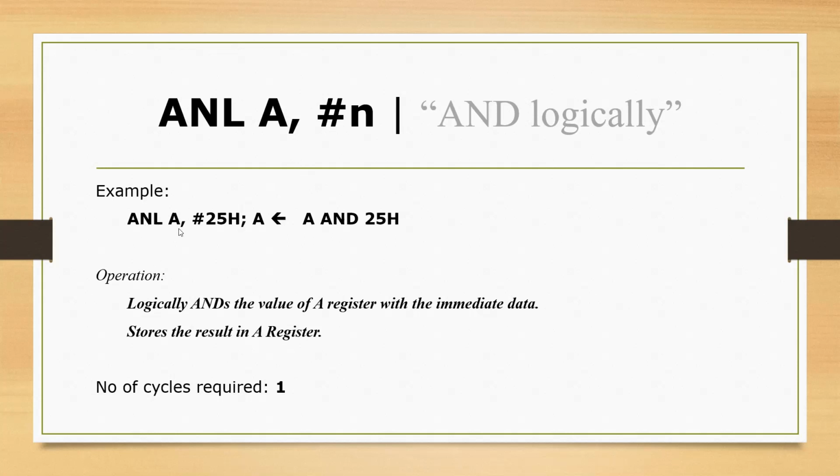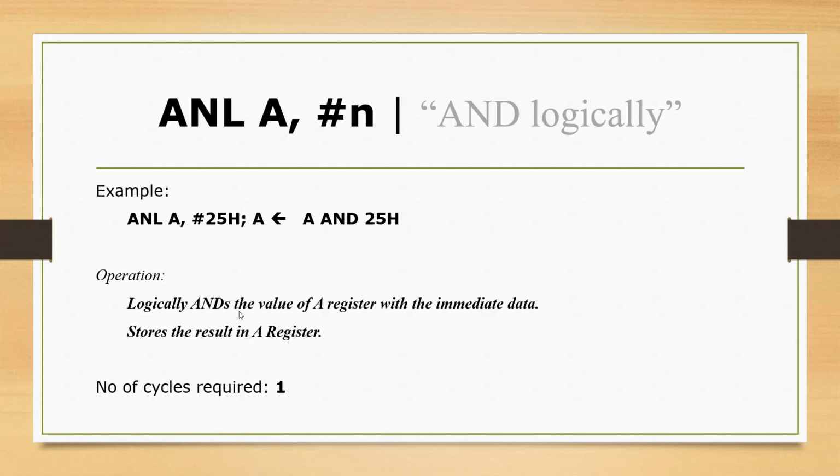So for example, ANL A comma hash 25 hex. Here you can see it is hash 25. Hash 25 means this 25 is data. So whatever the content in the accumulator register, it is ANDed with the immediate data 25, and the result will be stored in the accumulator register. So the operation that happens here is A AND 25, that is A dot 25, and the result will be stored in the accumulator register.